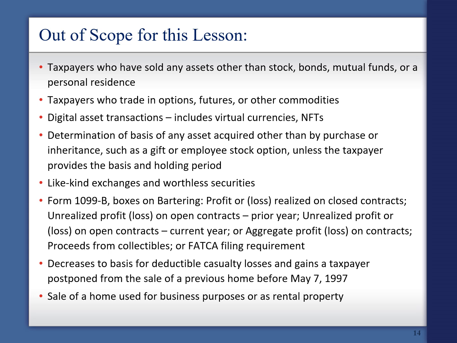If any of the 1099-B barter sale boxes are checked, or if the Foreign Account Tax Compliance Act box is checked, that transaction makes the return out of scope. We cannot do transactions involving homes with deductible casualty losses or postponed capital gains. Sale of a home used for business purposes and a rental property is out of scope because it involves depreciation.